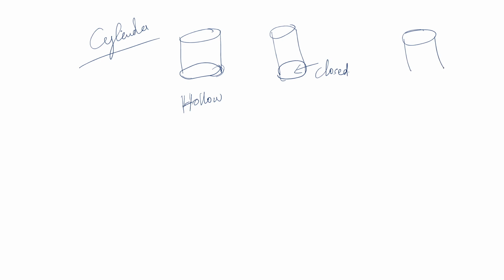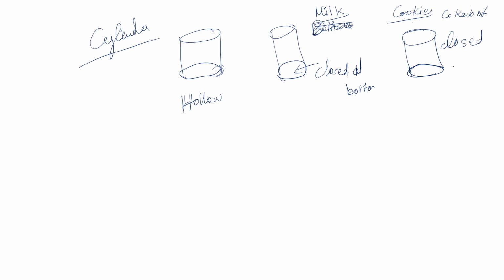Another one is closed at both the ends, so it is like a cookie box. A cookie box will be closed at the top also, no? So closed at both ends. This is closed at the bottom, this is closed at both ends. For example, you can take a cookie tin, or your coke bottle, like that. This is some container, like a cylindrical water bottle. You can't say water bottle also, because the top will not be open. Any container, like if you are getting milk from a milk vendor, the container will be closed at the bottom and open at the top.